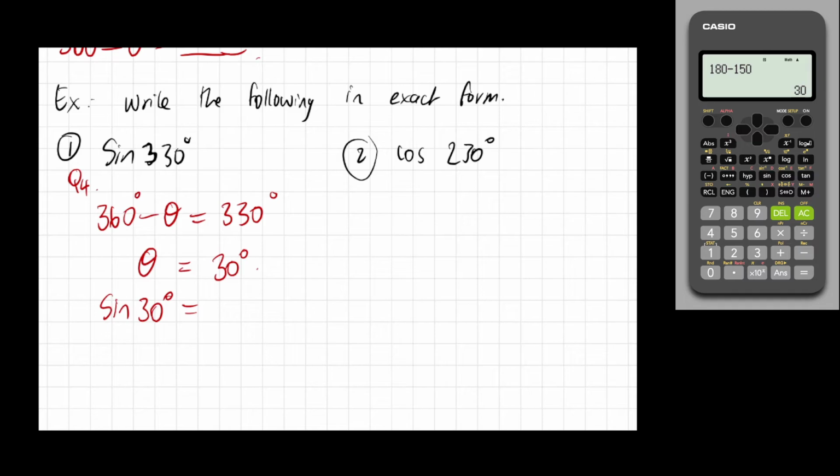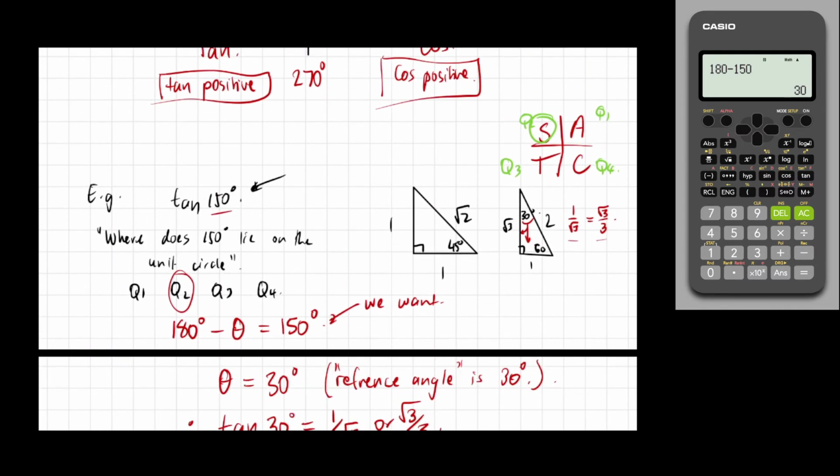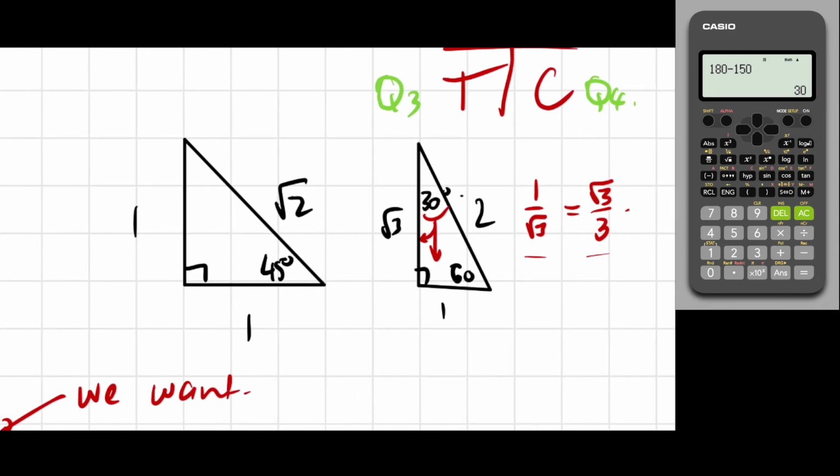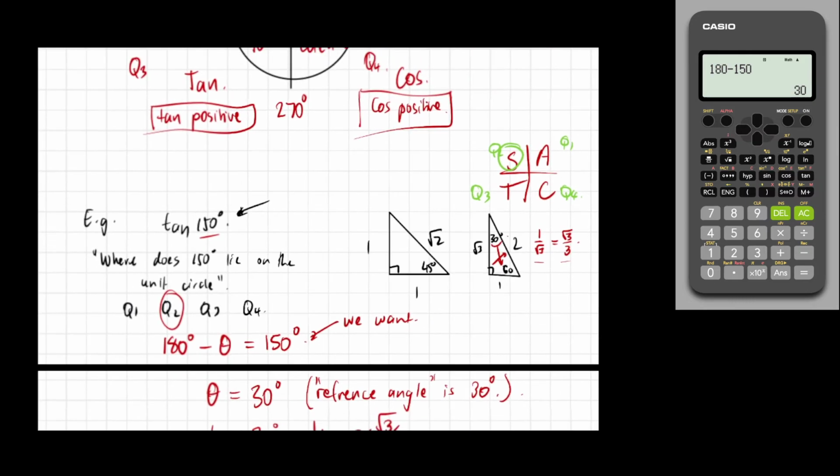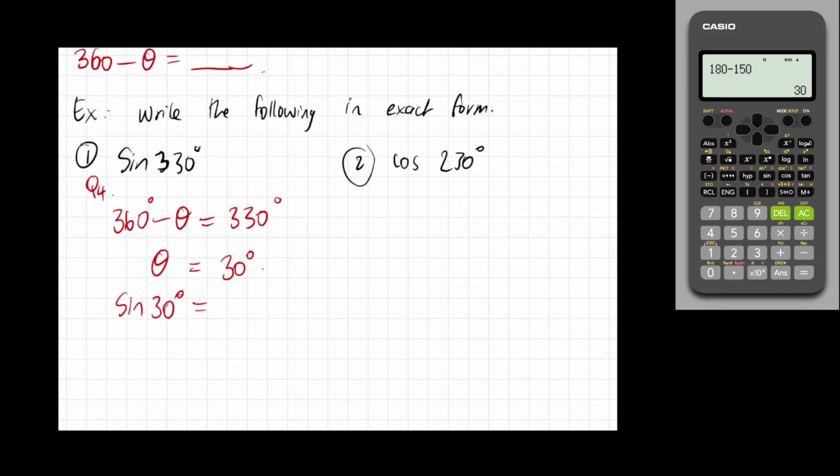So let's go back up to our little triangles. Okay, we're looking at 30 degrees again, which is this one over here. Okay, sine is opposite over hypotenuse. Well, that's easy. That's just 1/2. So my answer for this one is 1/2. Okay. Now that is for 30 degrees, but remember we want sine of 330 degrees.